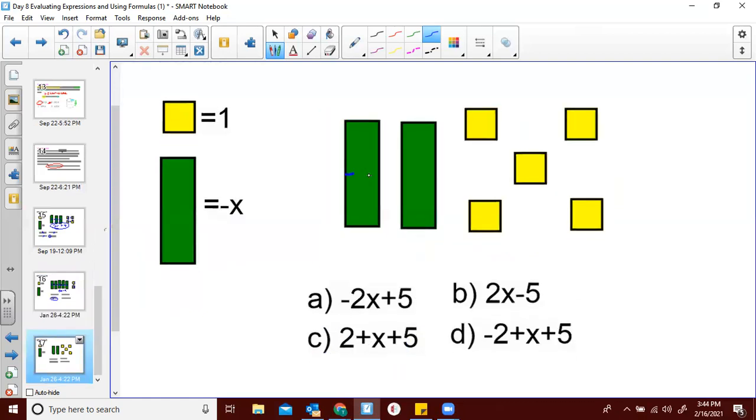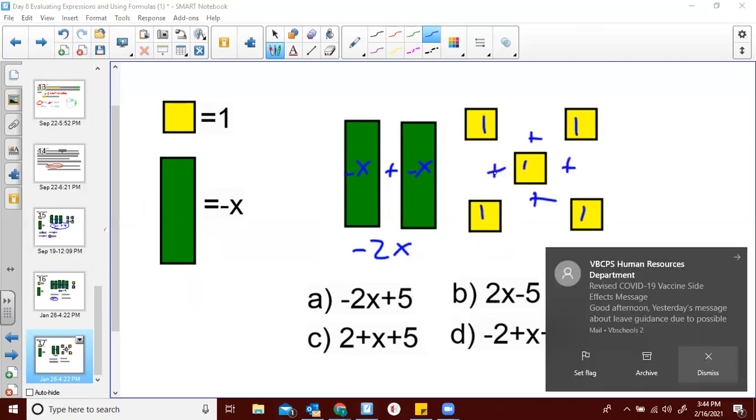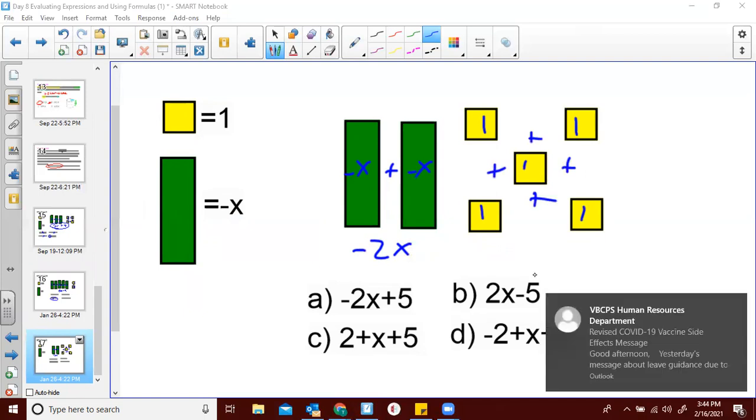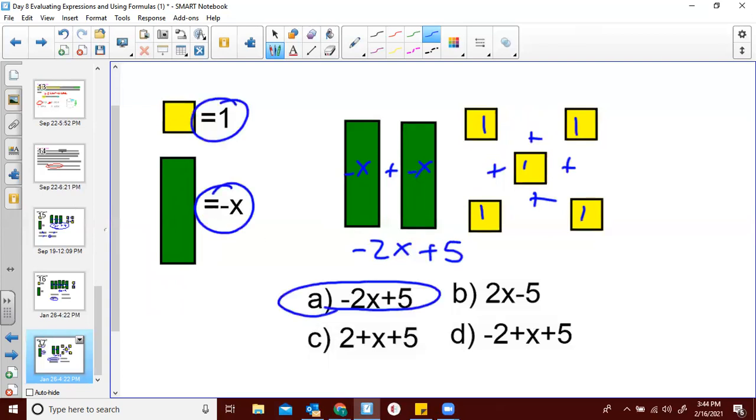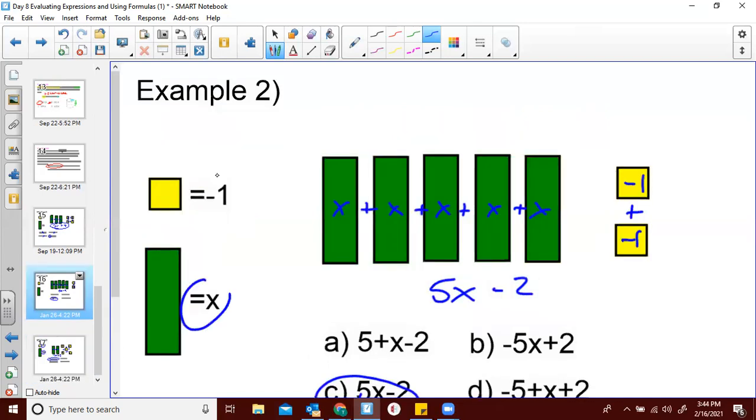And last but not least, we have a -X plus a -X, which will give us a -2X. And then we have a 1, 1, 1, 1, 1. And remember, we're adding all of these, which will give us a +5. And you'll see that we get A. Do not let these negatives and non-negatives confuse you. Don't let this positive and this negative confuse you. Make sure you're matching them correctly.